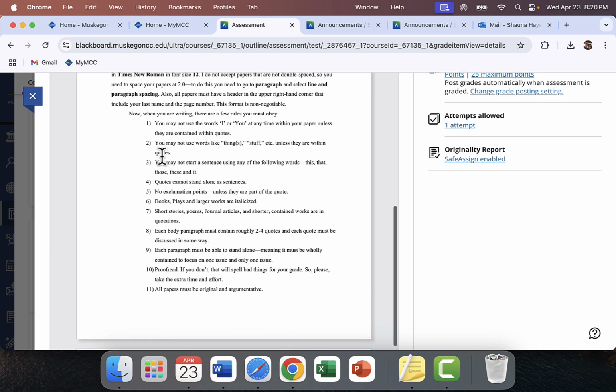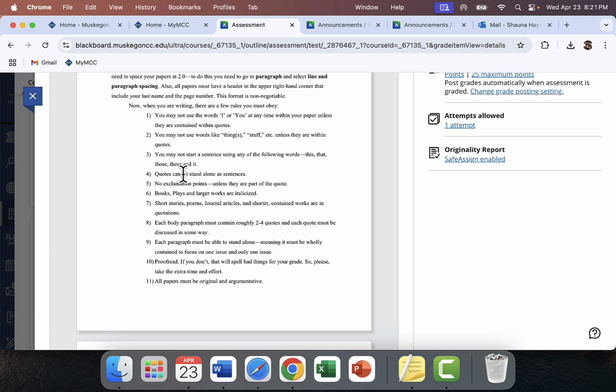There are some rules that you must follow when writing this essay. You may not use any personal pronouns at all. Do not use the words I, you, we, us. Do not use words like things or stuff, right? You want to be very specific with your language when writing on this particular kind of essay. And also, you don't want to start a sentence with this, that, those, these, or it. I also might include they. You want to be specific and let us know what you're talking about instead of using those words.